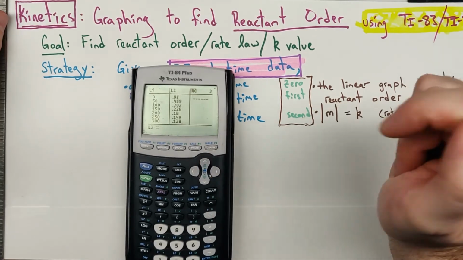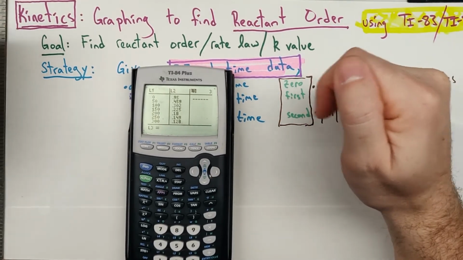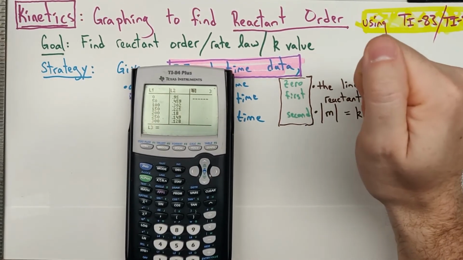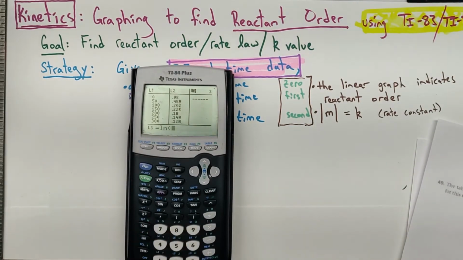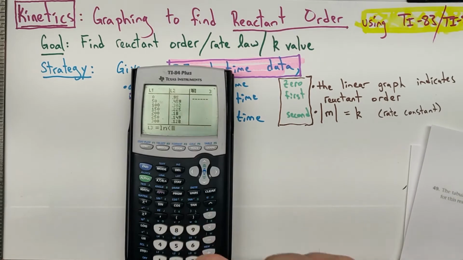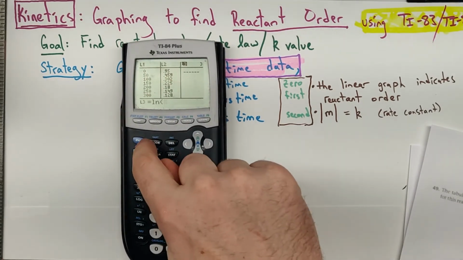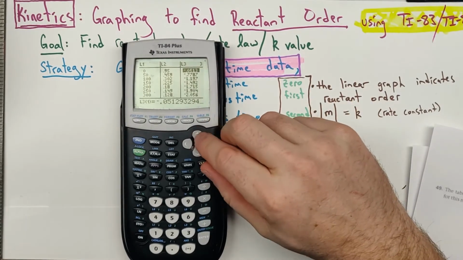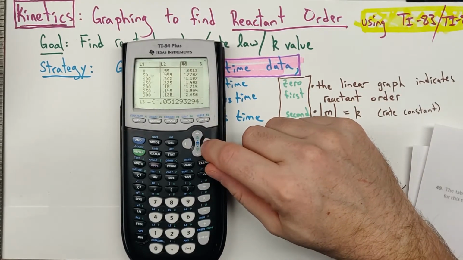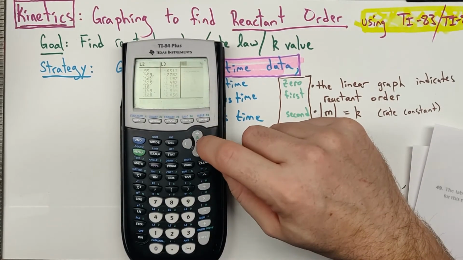So if you go to the top of the L3 column, if I want L3 to be my natural log of concentration, all I have to do is say that L3 is going to be the natural log of the stuff that I have there in L2. So I'm going to hit second and get that L2. And now we filled in L3. It's the natural log of all those L2 values, and we're going to use that for a separate graph.